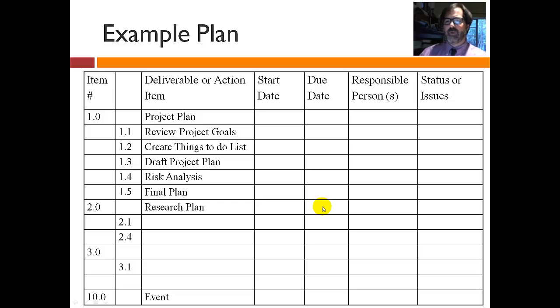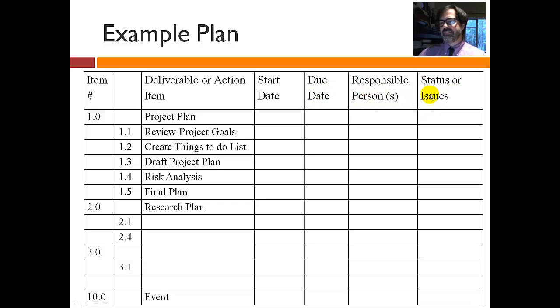Okay, here's an example of what a project plan would look like. You could do it in a Word document, a Word table, or you could do a spreadsheet. And basically you have all of your columns. I usually have item numbers, and then the 1.0 would be a major deliverable or a milestone. So to complete the project plan, you've got 5 sub-tasks. Set up your goals, create a things to-do list, draft a plan, write your risk analysis, and then complete your final plan, for example. And you'd put dates, start dates, due dates, who's responsible.